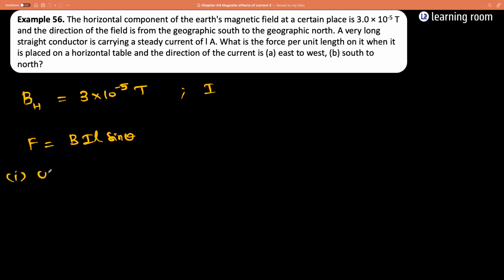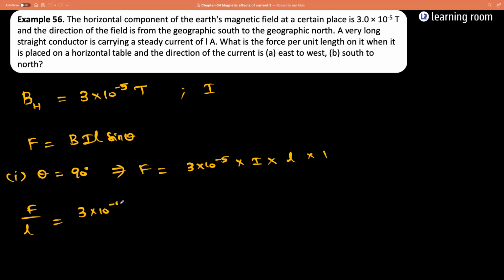So in case number 1, what is going to be the value of theta? It is going to be 90 degrees, which implies F will be equal to B, which is 3 into 10 power minus 5, into I, into the length of the conductor, which we don't know, into sine 90. So F by L will be equal to 3 into 10 power minus 5 I Newton. Sorry, Newton per meter, assuming the length of the conductor is in terms of meter.